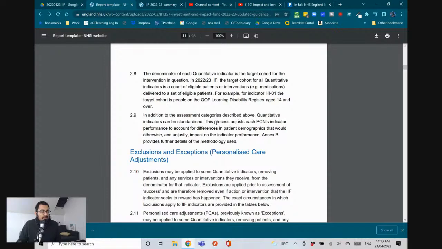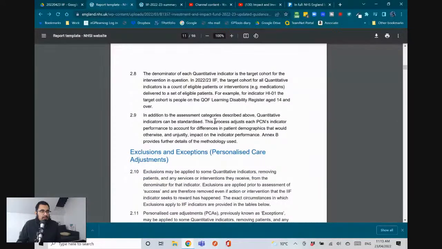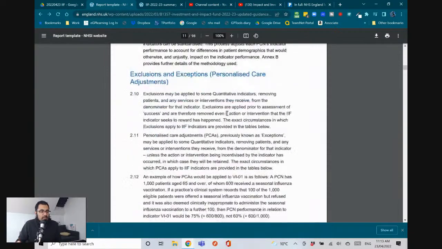Sorry, I think it's a bit later on. Okay, but at one point it does talk about the difference between quantitative and sort of composite and improvement indicators, and basically how the difference in terms of spread works. We'll get to that in a second.